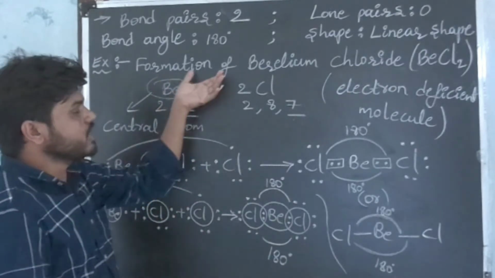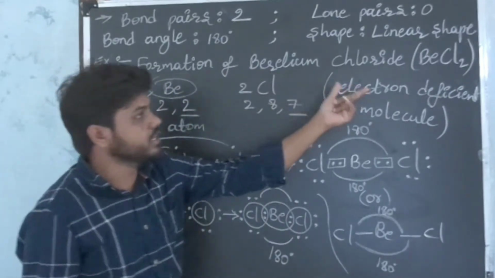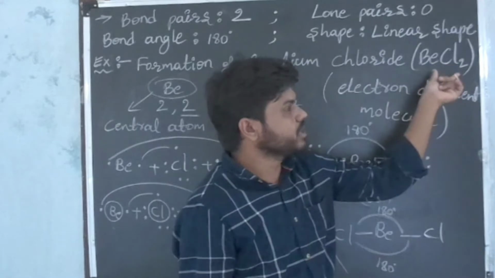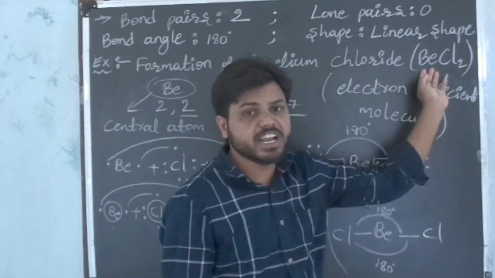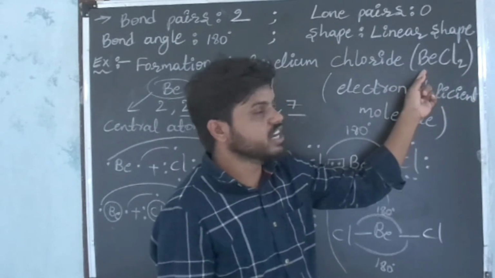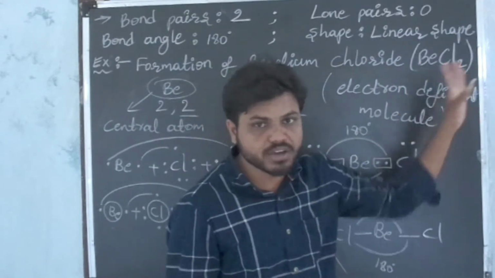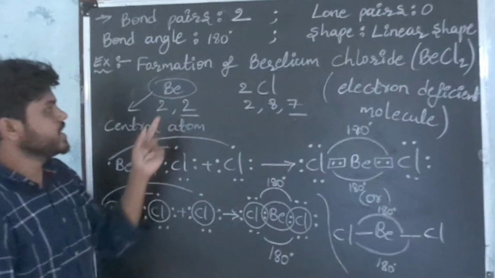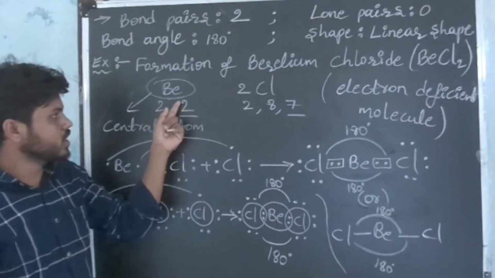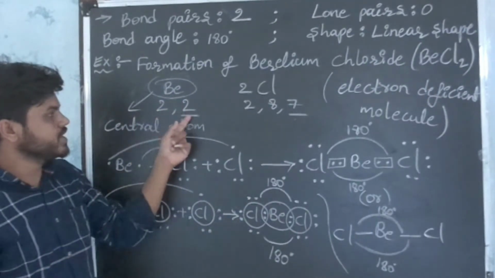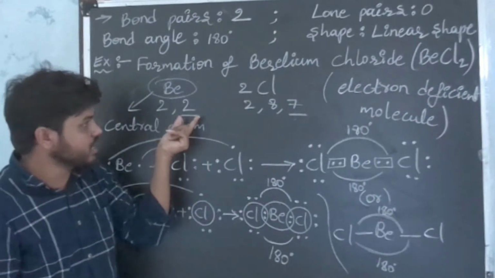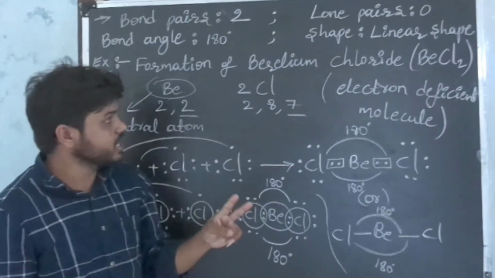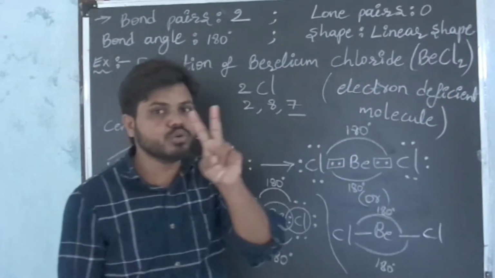Example for this, formation of beryllium chloride. The beryllium chloride chemical formula is BeCl2. Beryllium chloride is formed from 1 atom of beryllium and 2 atoms of chlorine. The symbol of beryllium is capital B, small e. The electron configuration of beryllium is 2, 2. This is the valence shell of beryllium, in which 2 electrons are there.